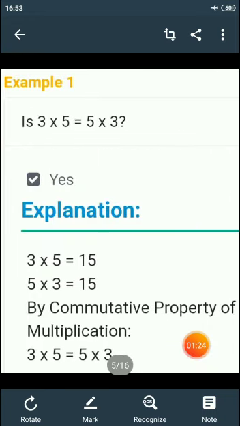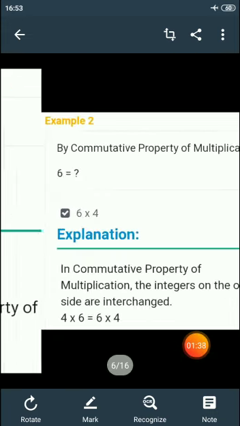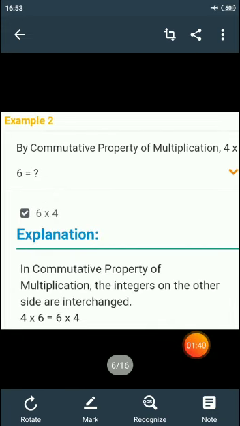3 multiply 5 is 15 and 5 multiply 3 is also 15. By commutative property of multiplication, 3 multiply 5 is equal to 5 multiply 3. See one more example.